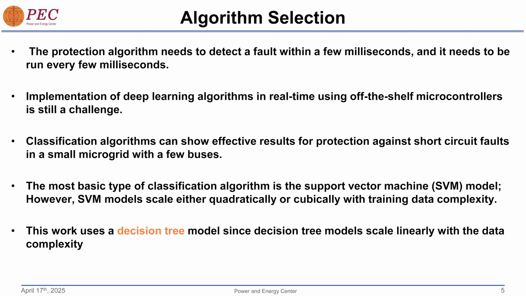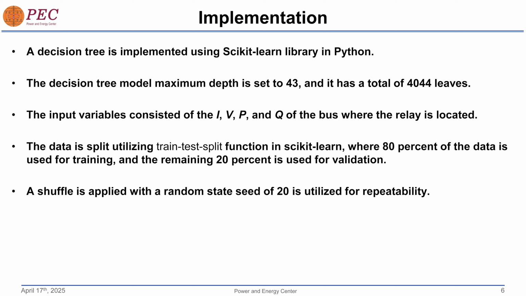So in order to create this decision tree model, we used the scikit-learn library in Python, and the decision tree had a maximum depth of 43 and had a total of 4,044 leaves. The input variables consisted of current, voltage, P, and Q from that bus 1 again. And so the data was split using the train test split function in scikit-learn. We used a state seed of 20 for repeatability so that we could do this again in the future if necessary.